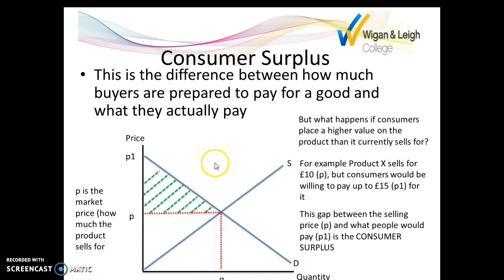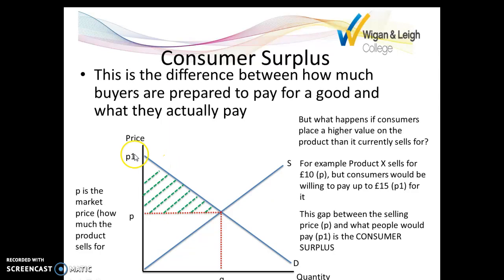So this is really quite an important concept to understand. We get a situation which looks something like this. On our basic supply and demand graph, we have our market price here at P. We have P1, which represents how much consumers would be willing to pay for the product. So the market price of P is much lower than the price that people would actually pay for it. All of this area represents essentially the gain for consumers when they purchase this.